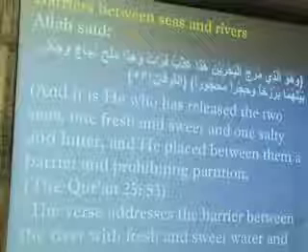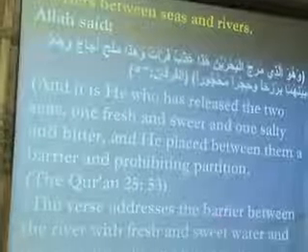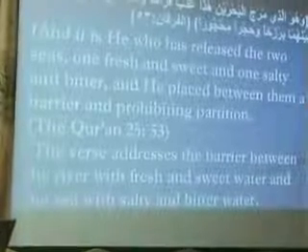The first addresses the barrier between the river with fresh and sweet water and the sea with salty and bitter water. Okay.